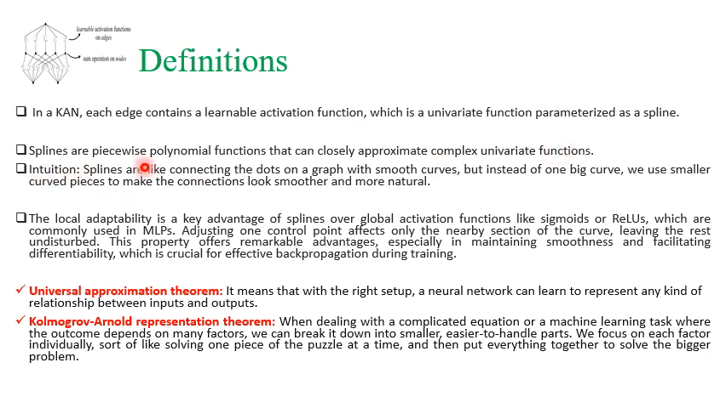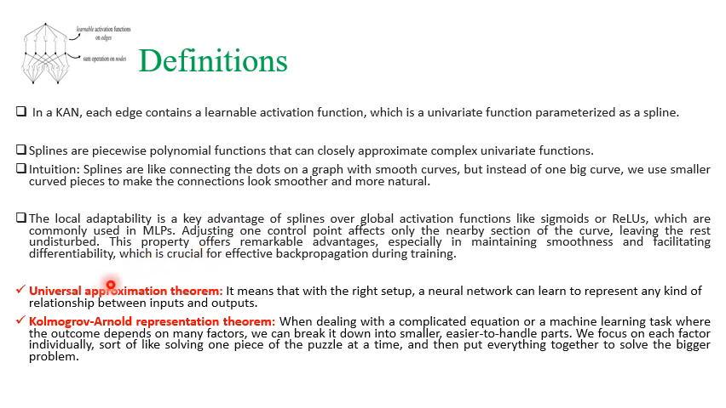Okay, you can read here about the intuition. But what is the main advantage of the spline in comparison to the global activation function such as sigmoid and ReLU? The main advantage is local adaptability. It means that when we adjust a univariate function, it only affects its neighborhood. The changes are not global. The change just affects the neighborhood when we adjust the univariate function. This is the main and biggest advantage of the spline.